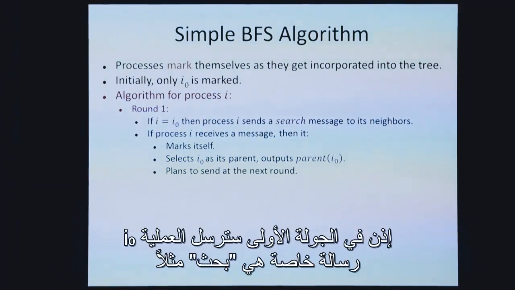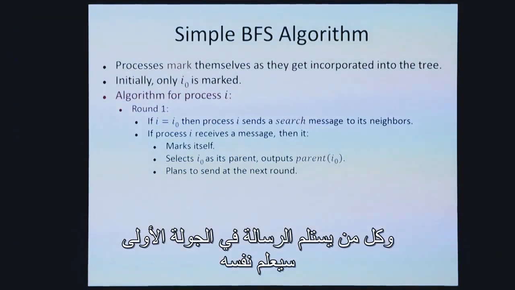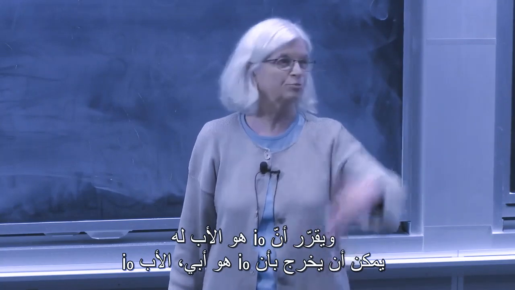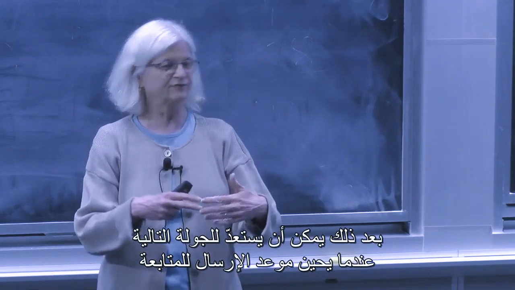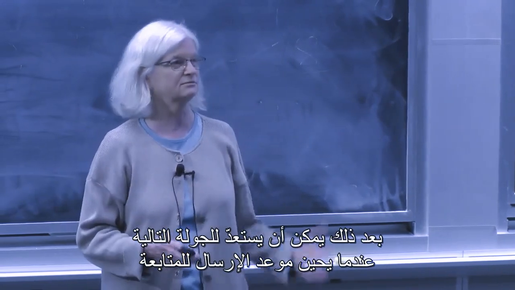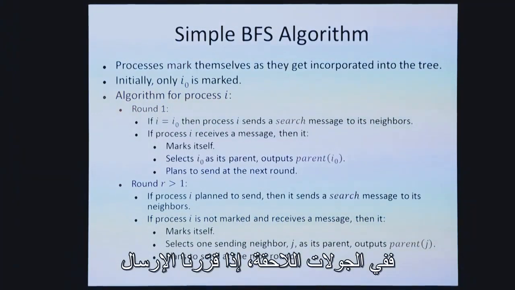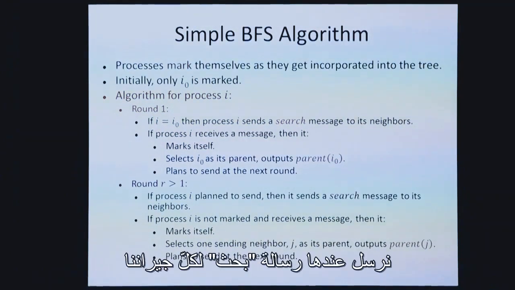In round 1, process I0 will send a special message, say search, to all of its neighbors. And anybody who receives a message in round 1 will mark itself, decide I0 is its parent, could output I0 is my parent, and then it can get ready for the next round when it's supposed to continue this. At later rounds, if you know you're supposed to send from the previous round, then you send a search message to all of your neighbors.